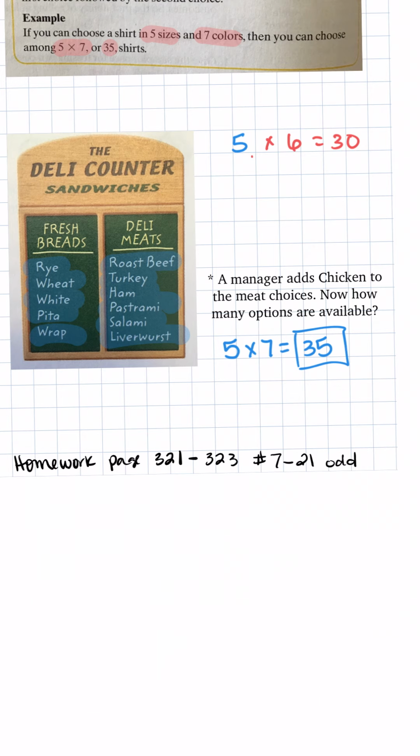Your homework for tonight is page 321 through 323, numbers 7 through 21 odd. Happy homeworking!